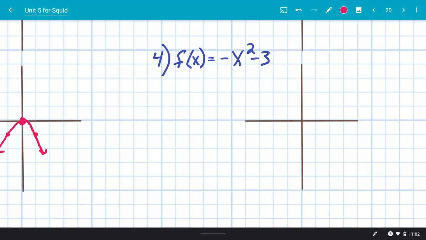Mr. Green, what's my constant? Nope. Dordo, what's my constant? -3. So I put a point at -3 on the y-axis. Is there any junk? No junk. So that is not only my y-intercept, but it is also my vertex.